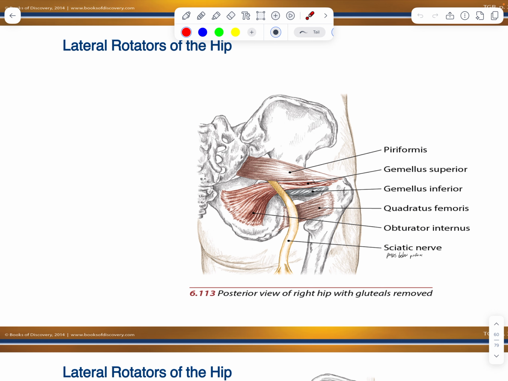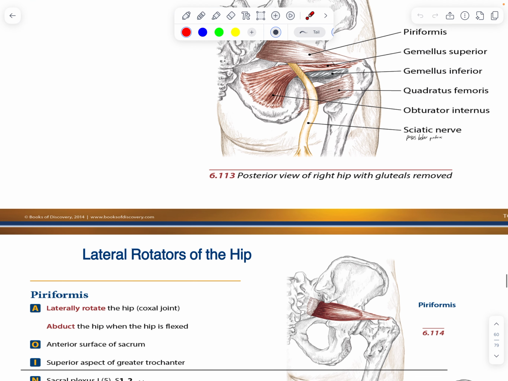Something to note from this picture, we can see the sciatic nerve right here. And note how it passes below the piriformis. So the piriformis is right here, and this sciatic nerve is kind of passing below it. And we can see it emerge right here. So just note where that location is in relation to the muscles. All right, let's get started.